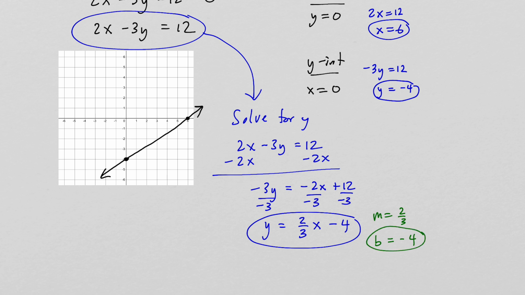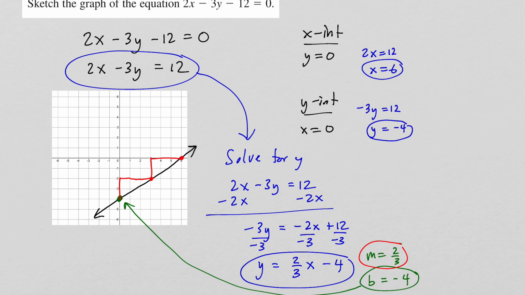So notice the y-intercept is this point here. And the slope is 2/3. We can represent that by moving from this point to any other point: you go up 2, to the right 3. Up 2, to the right 3. You can see we're getting the same line. So I can either use this so-called intercept method, or solve for y and use the slope and y-intercept.